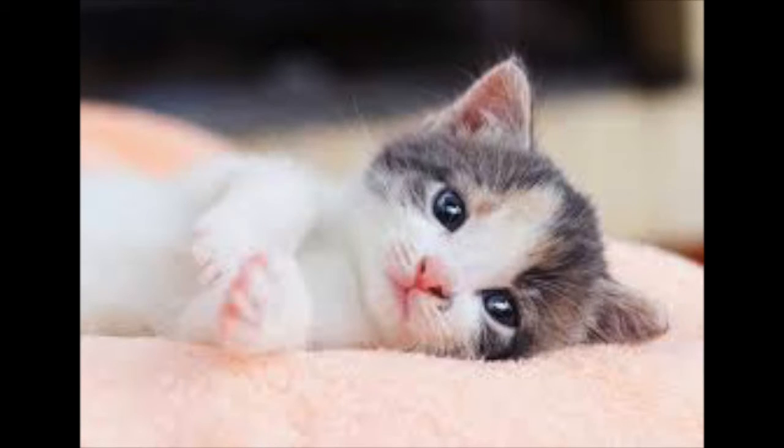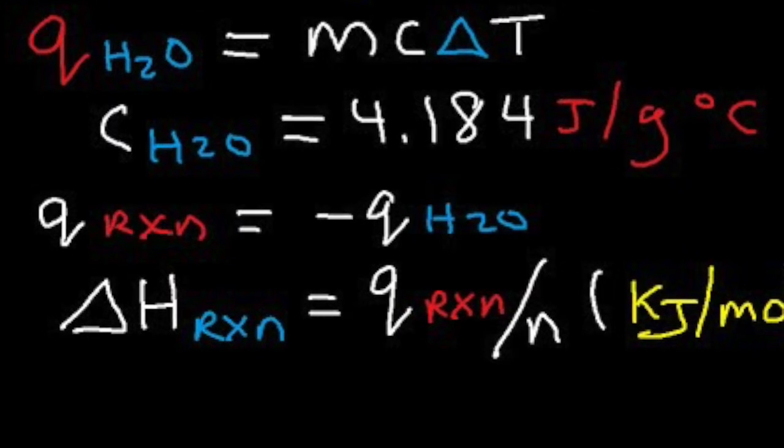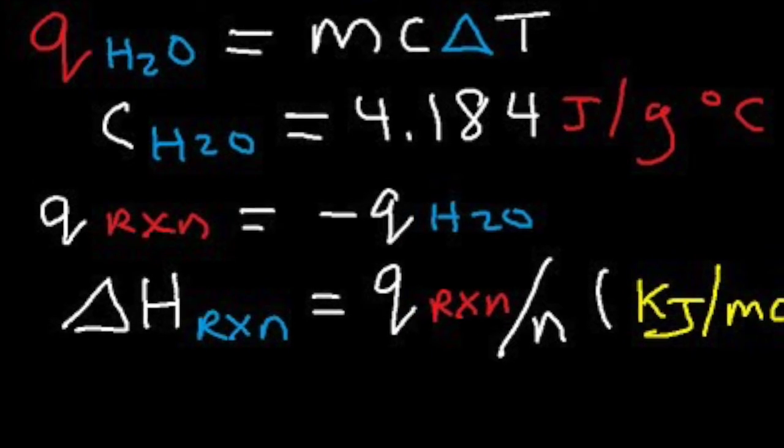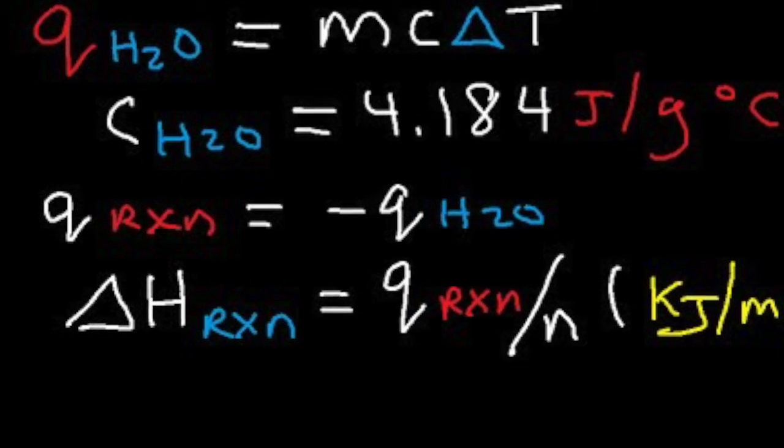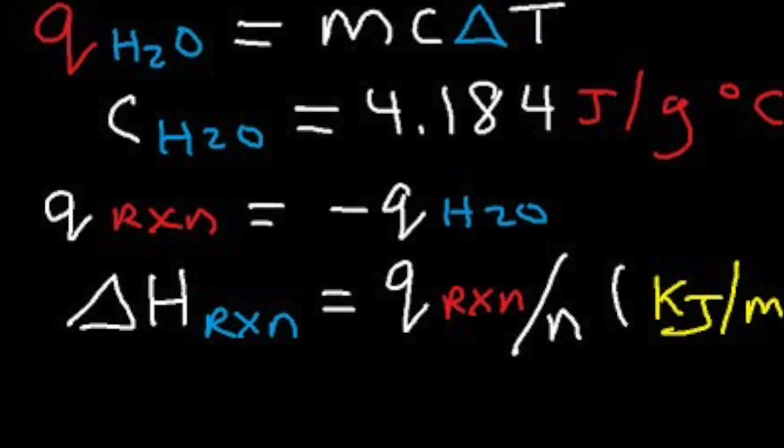And to that, I say Q equals mcΔT. In the equation Q equals mcΔT, m is equal to the mass of the substance, c is equal to the heat capacity, and ΔT is equal to the temperature change.